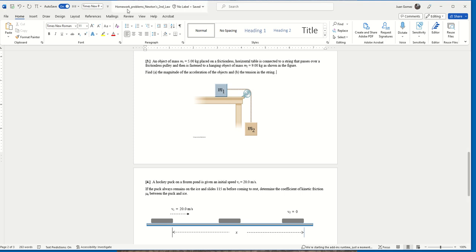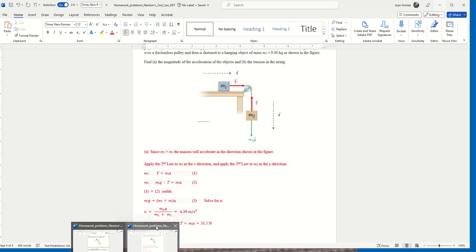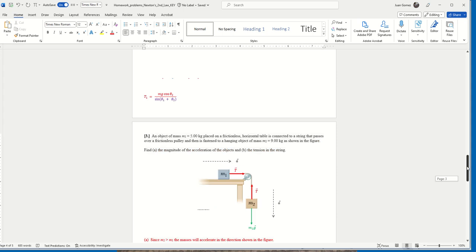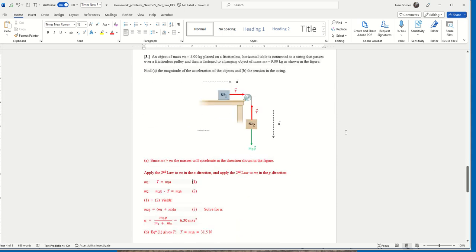All right, let's go ahead and draw. We're going to draw all the forces acting on M1 and all the forces acting on M2. Then we're going to apply Newton's second law to M1 and apply Newton's second law to M2. Let's go ahead and do that. Now notice a little shortcut here. Let's start with M1, and then we'll get to M2.